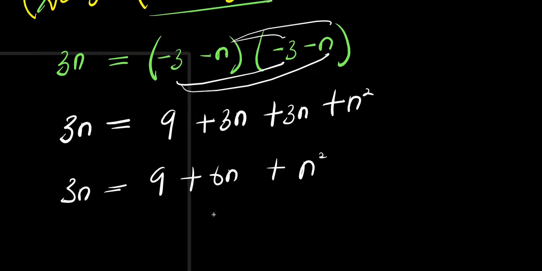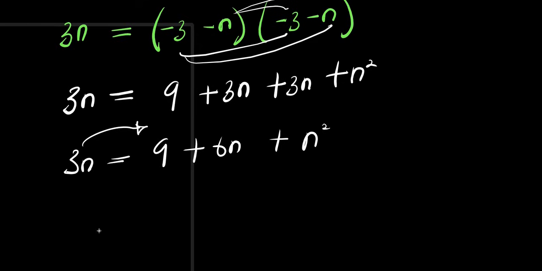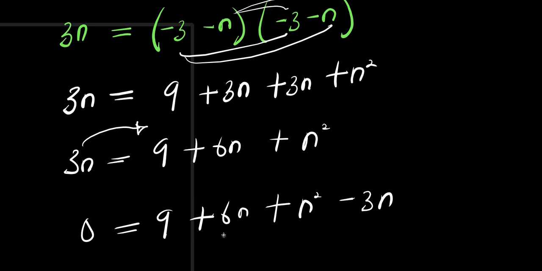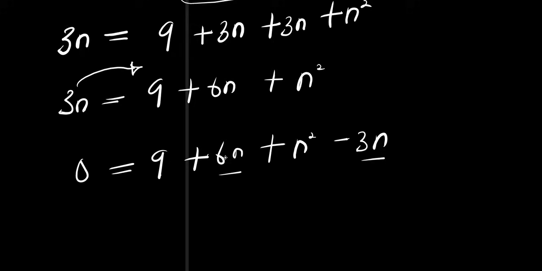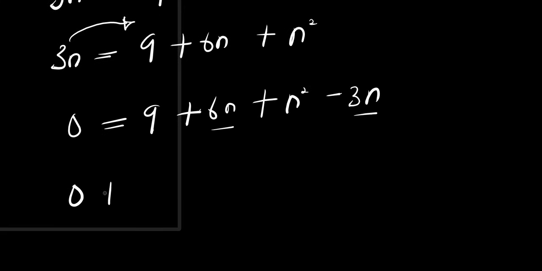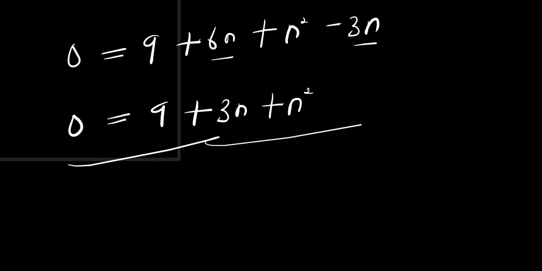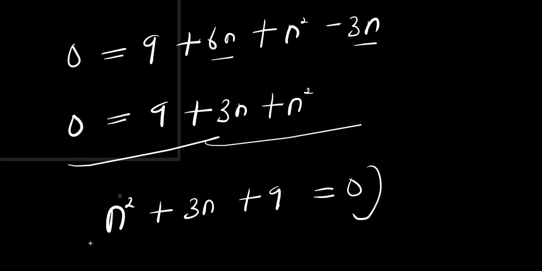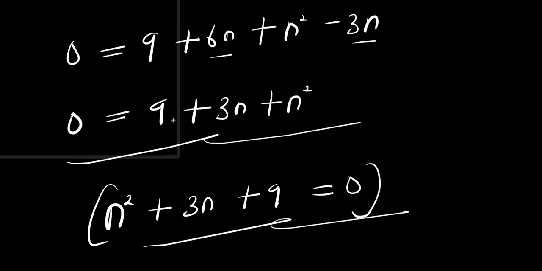So from here, I move this over here. 0 equals 9 plus 6n plus n squared minus 3n. 6n minus 3n is 3n. 0 equals 9 plus 3n plus n squared. So let's rearrange this. We have n squared plus 3n plus 9 equals 0. So this becomes a quadratic equation that we are going to solve for n.